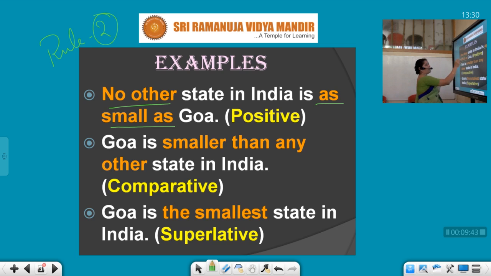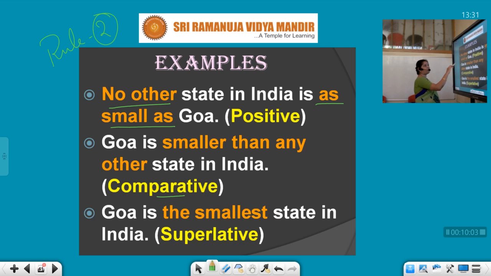So how am I showing no other state in India is as small as Goa? So as small as is a positive case. Positive degree of comparison. But I am showing the sentence in superlative. How am I showing? By saying that no other state in India is as small as Goa. So what I indirectly meant to say, Goa is the smallest. Now the same thing, how am I going to show in comparative?